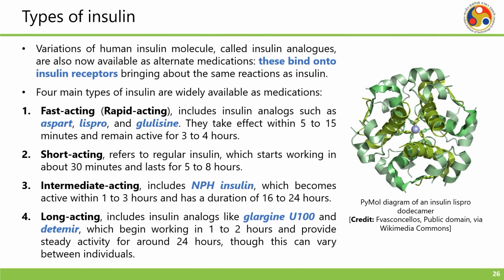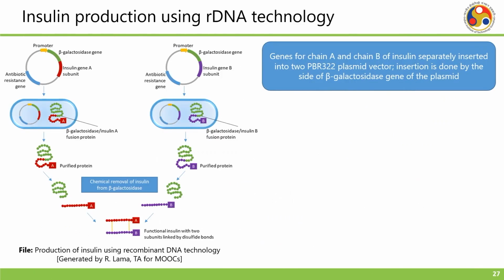Then we have long acting insulin that includes analogs like Glargine U100 and Detemir, which begin working in 1 to 2 hours and provide steady activity for around 24 hours, though these can vary between individuals. So, this is a PyMOL or computer generated diagram of an insulin Lispro dodecamer, which is basically a model and not a real picture of a protein.